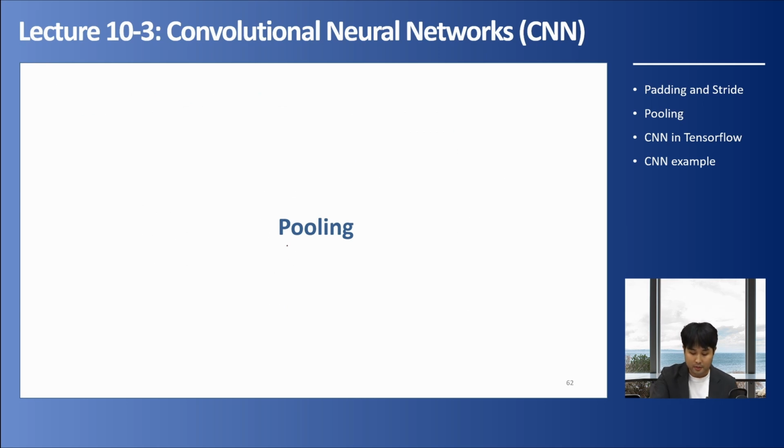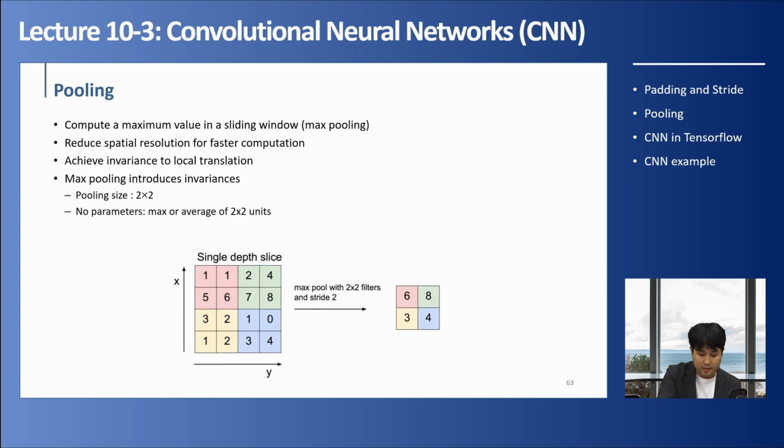Next, I'll be talking about something called pooling. So pooling is a way to reduce spatial resolution, especially for faster computation. And although there are different methods for pooling, for example, if we're computing a maximum value within a given sliding window, in other words, given a certain sub-region of the original image, we're selecting the maximum value, in this case we're referring to something called max pooling.